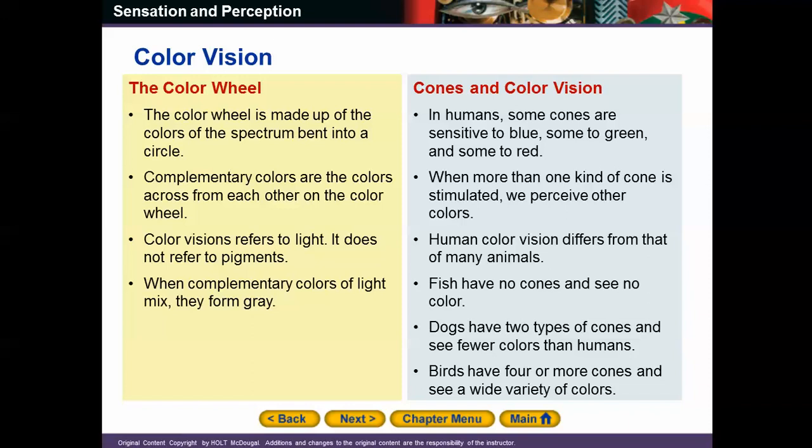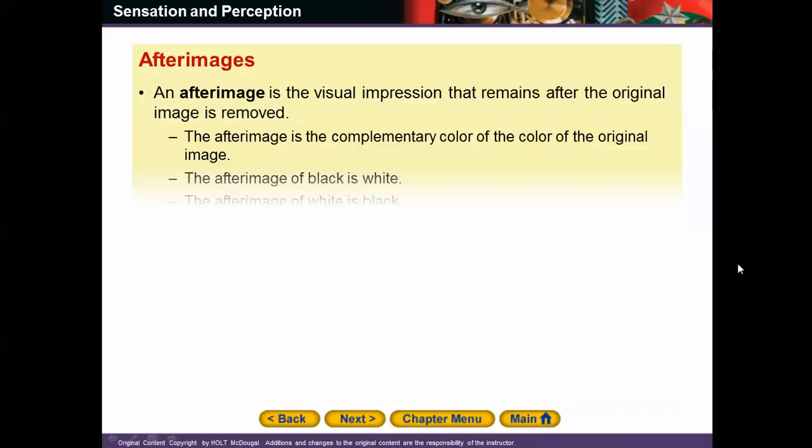Human color vision differs from that of many animals. For example, dogs have two types of cones and see fewer colors, so we often say that dogs are colorblind. Fish are completely colorblind, and birds, their eyes are much better than ours. They see a broad range of colors compared to us.